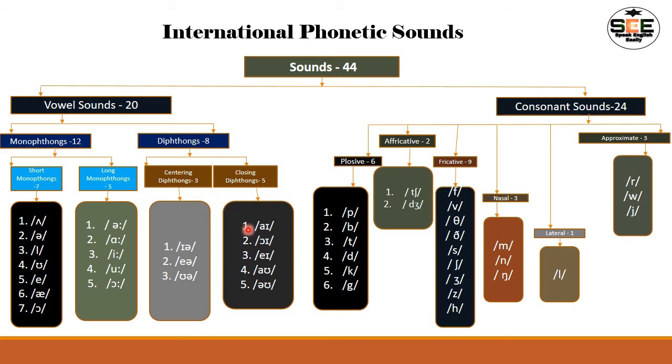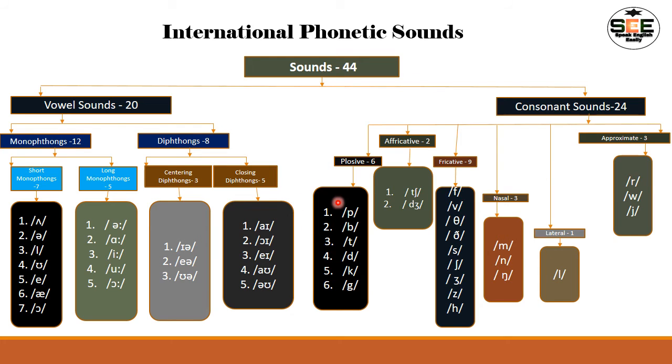So let's go to the next one, that is the 24 consonant sounds. Consonants are divided into 6 categories: plosive, affricative, fricative, nasal, lateral, and approximate. Okay. So plosive sounds are 6, affricative is 2, fricative is 9, nasal is 3, lateral is 1, and approximate is 3. So let's see.